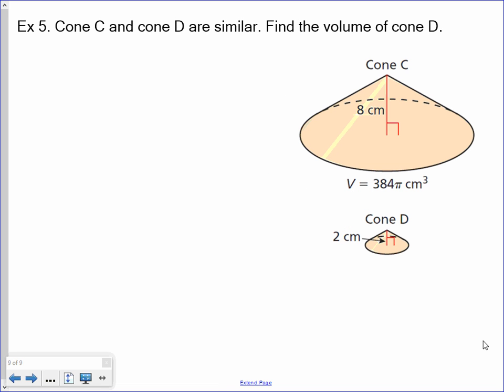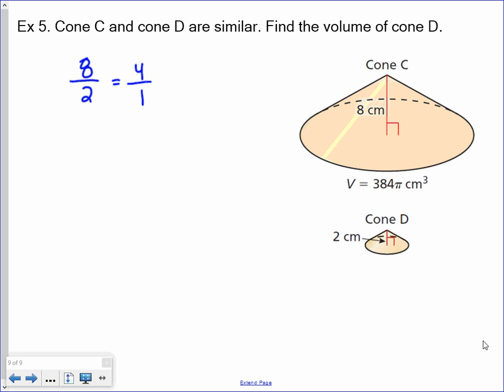Okay, so then the second one, what numbers would we use to find the scale factor? Who can raise their hand and tell me? Holly? 2 over 8 or 8 over 2. Okay, I'm going to do 8 over 2. You can do 2 over 8, that's fine. What would 8 over 2 simplify to? 4 over 1.